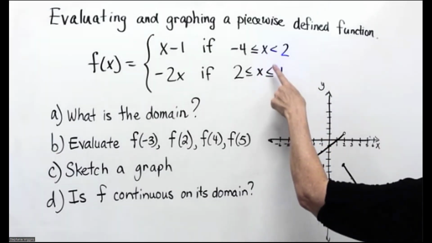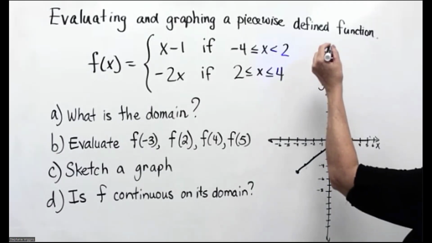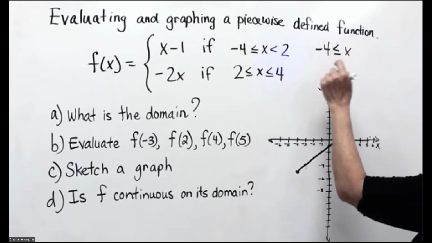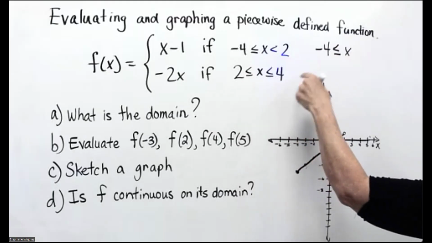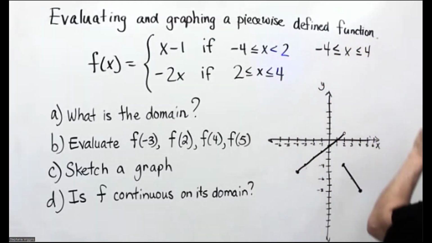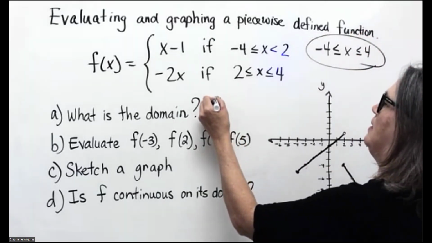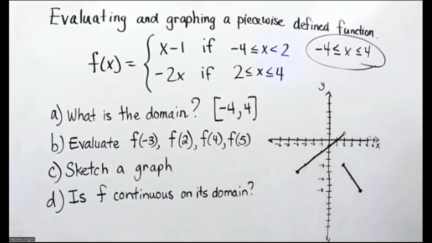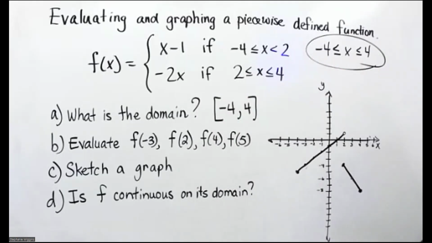So we're going to join these two together to make the complete domain. So you're going to run from -4 and including -4, not including 2 here, but including 2 here, and then up to 4 and including 4, like that. So this is the domain of the function. And if we put that in interval notation, it looks like this. All right. But for purposes of evaluating, we split the domain in 2 pieces. That's why we call it a piecewise defined function.